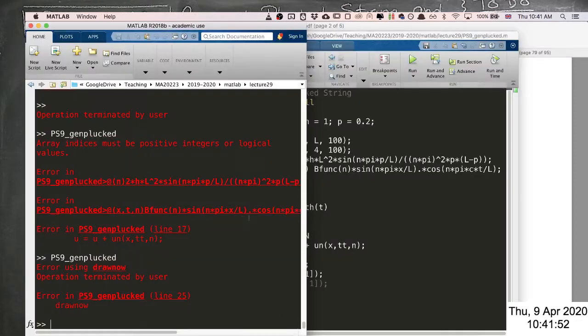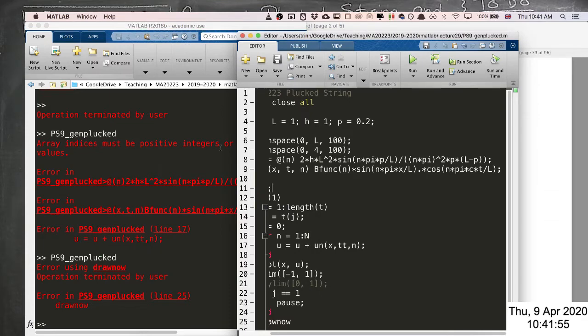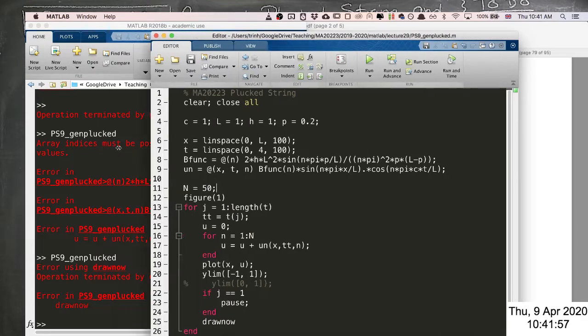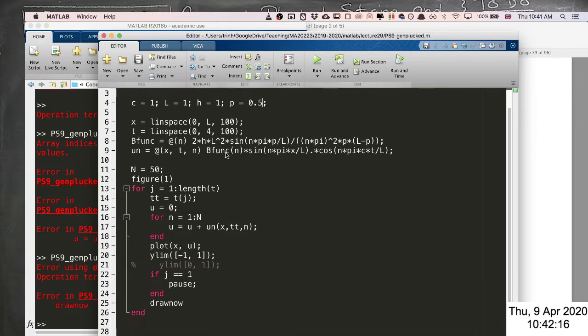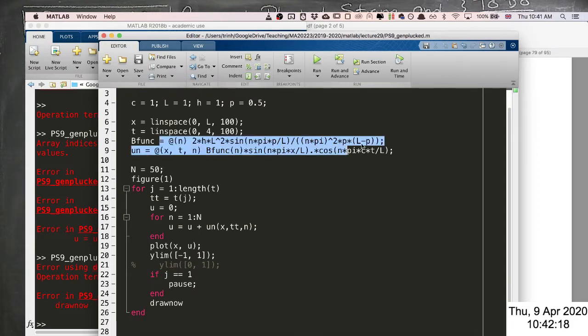Okay, here's the code to do it with MATLAB. It's the same code as we've always really worked with. You're going to set your physical constant, c, the length of the string L, the height h that it's being raised to, and the point p that you'd like to pluck it at. So let's set it to be 0.5, which is the halfway point. And then you make a mesh in x, you make a mesh in t, and then you design your function.